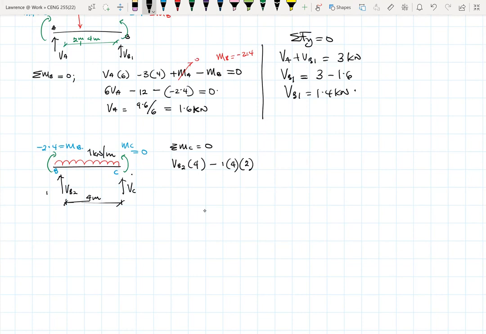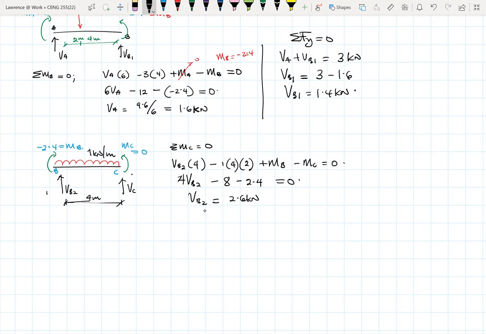Great. So VB2 times 4 minus 1 times 4 times 4 over 2, which is 2, because it's going in the other direction. Then plus MB, because MB is the same direction as VB2, then minus MC, equals 0. But our MC is 0, we know the value of MB. So 4VB2 minus 8, then minus 2.4 equals 0. So VB2 would give us 2.6 kilonewtons, I think. So 8 plus 2.4 divided by 4, yeah, 2.6.